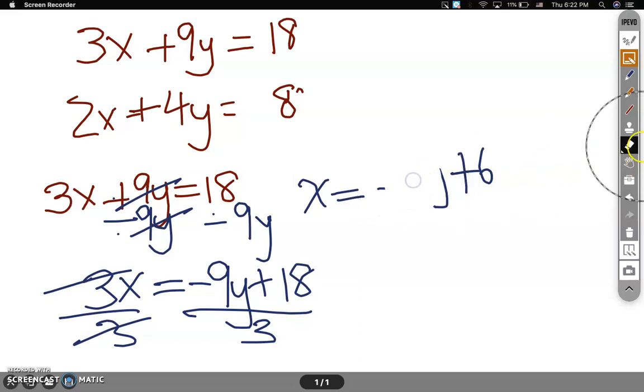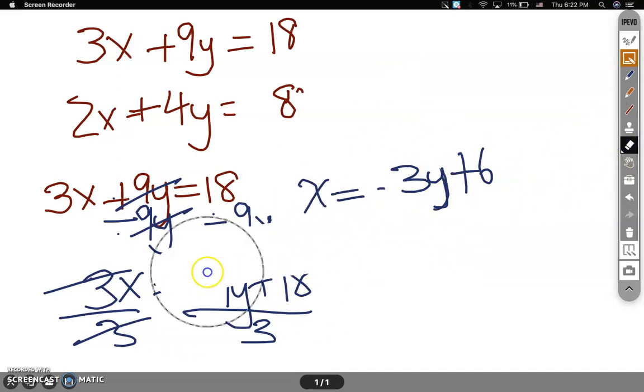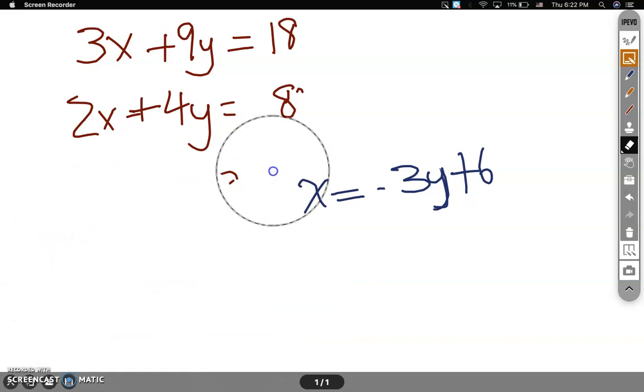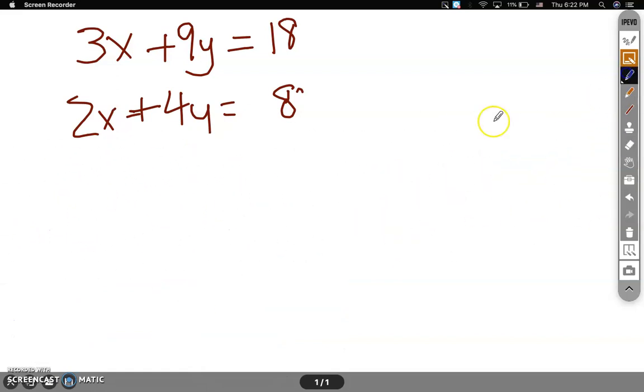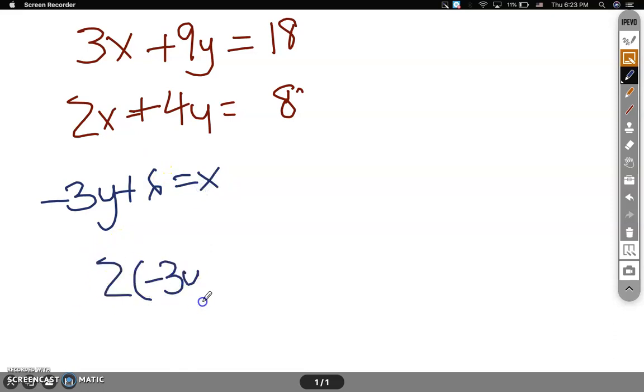So now I'm going to plug negative 3y plus 6 into the other equation, in place of x. So I get 2 times negative 3y plus 6, plus 4y, equal to 8.